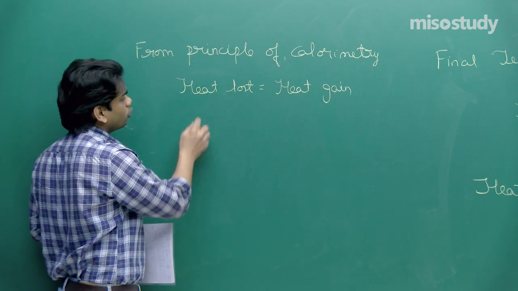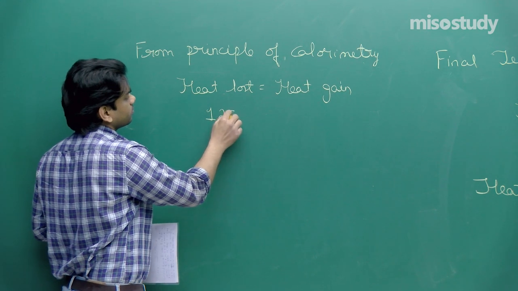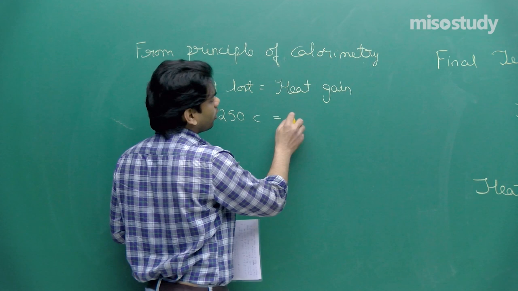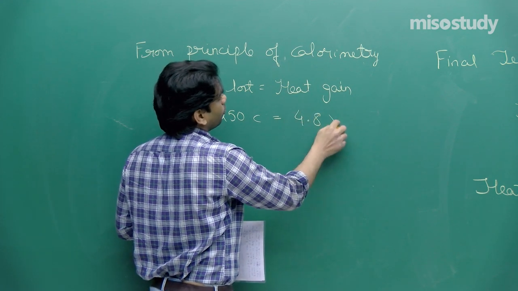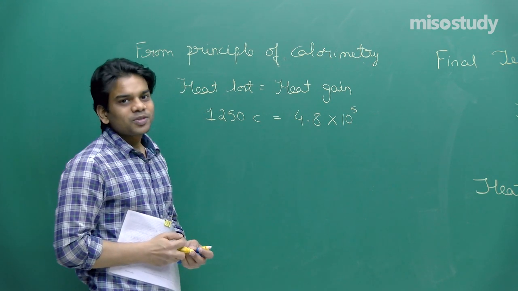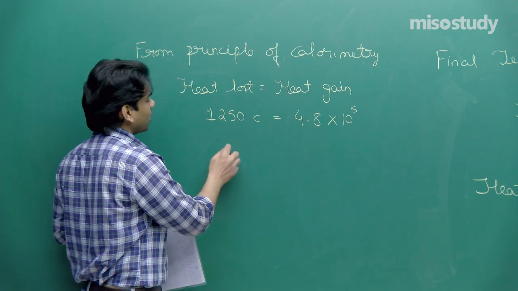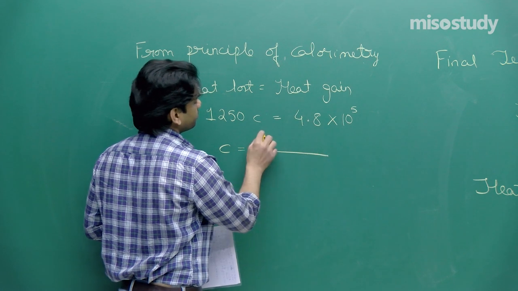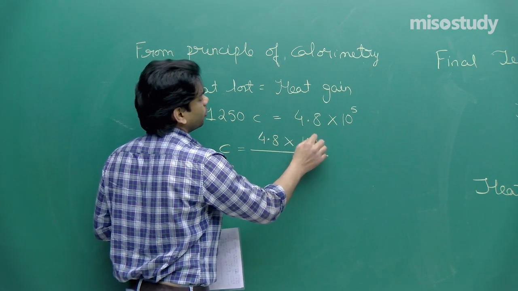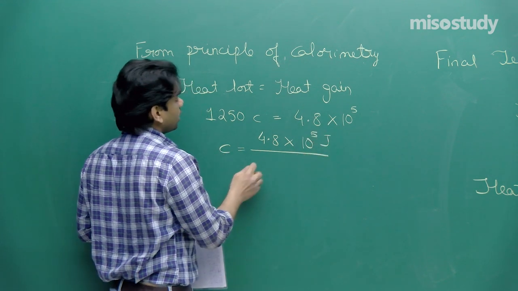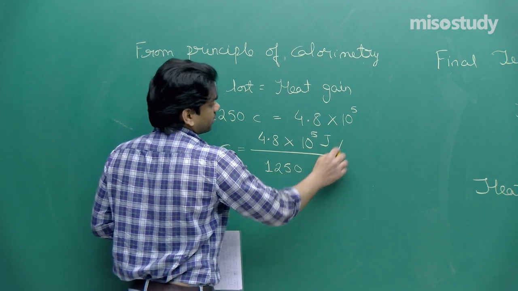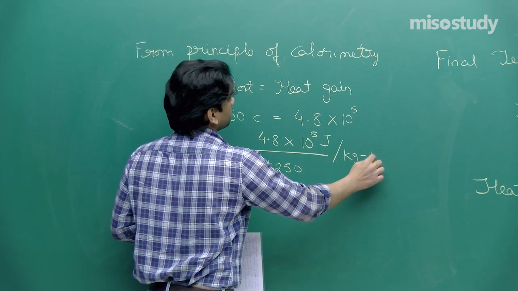Heat lost is 1250 c and heat gained is 4.8 into 10 to power 5. 4.8 into 10 to power 5, this is what we are going to get. Now it's very simple for us to go ahead and evaluate. C will come out to be 4.8 multiplied with 10 to power 5, this is in joule, and here I have 1250, and the final result will be joule per kg per Kelvin.